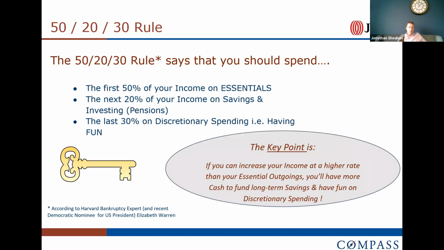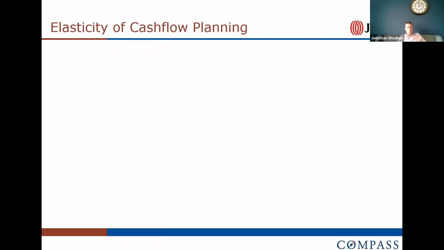If you can increase your income at a higher rate than your outgoings, you will have more cash flow and you'll have more ability for discretionary spending and long-term savings. That's the key to this. So, the elasticity of cash flow planning.